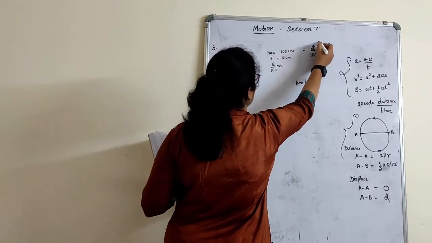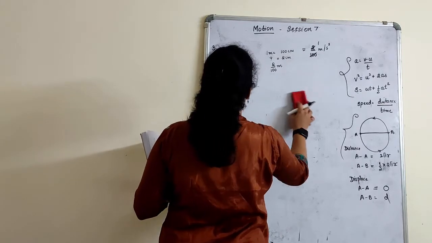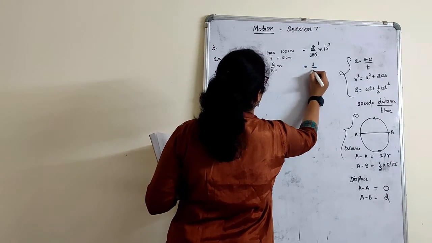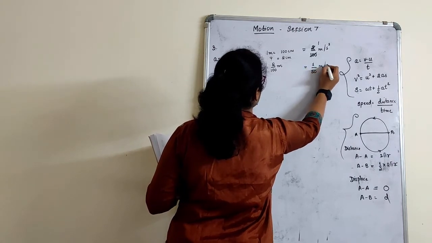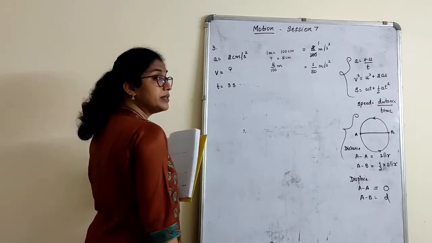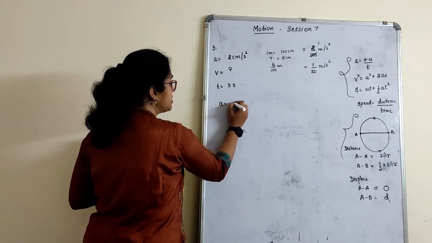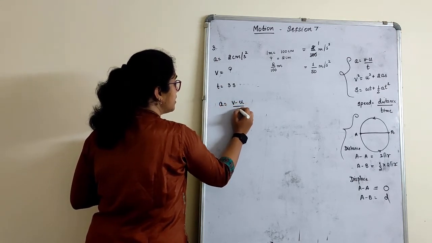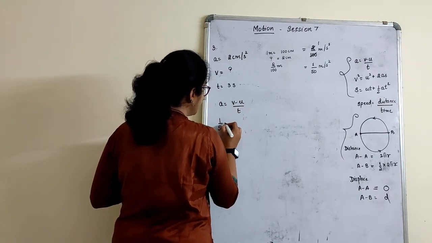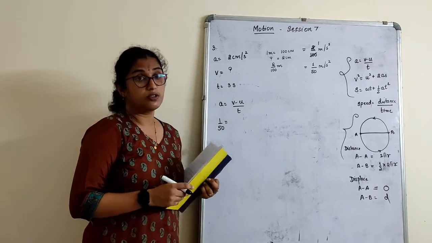Or you can say 2 ones are, we'll do it here. 2 ones are 1 by 50 meters per second square. That's better, you keep that in meters per second, because time is also in seconds here. What we have to find? We have to find V. It's a direct question. A is equal to V minus U upon T. So A is how much? 1 by 50. V is how much? Okay, before that, U is also not known, right?